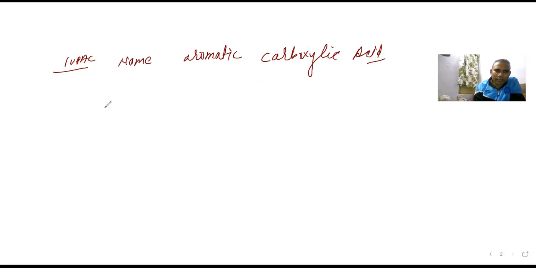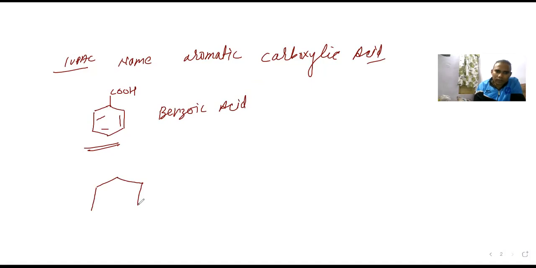So here, please tell me the name of this compound. COOH group is there. What is the name of this? Benzoic acid. Thank you very much. This is benzoic acid. Now you tell me two names we need to write. First, COOH is here, and here is the Br, here is the Cl.